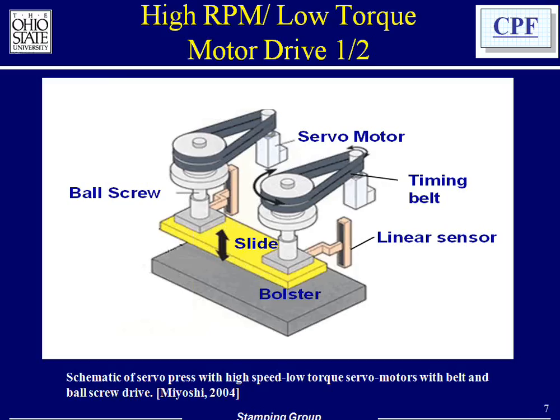You see the small servo motors, high RPM, and with a timing belt you can change the RPM, of course, and then you have a ball screw system. But as you can imagine, a system like this may have maintenance problems in the long run.